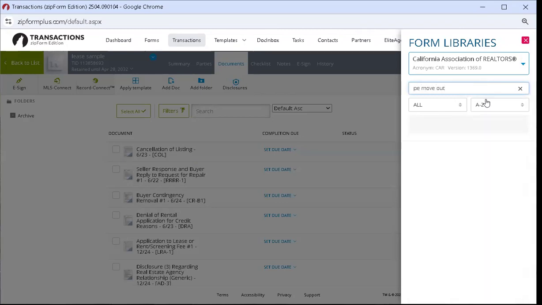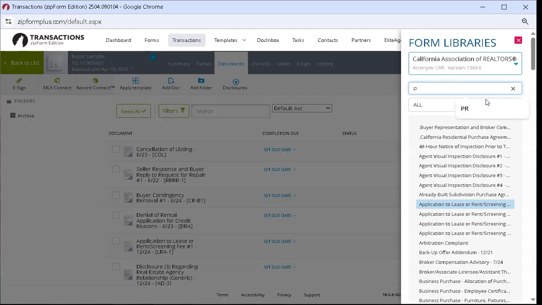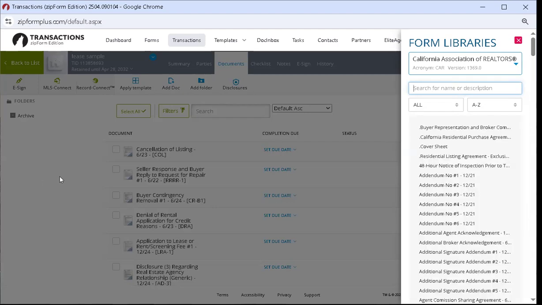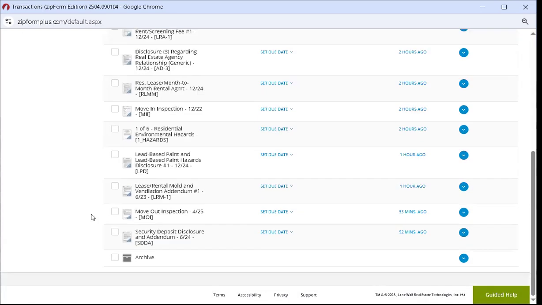Then there is another form. Oh, I misspelled it. Well, I don't see a move out. Okay, so we'll look for a pre-move out, and when I find it, I'll send it out to everybody. But make sure that you do have the move out form in your package to them.